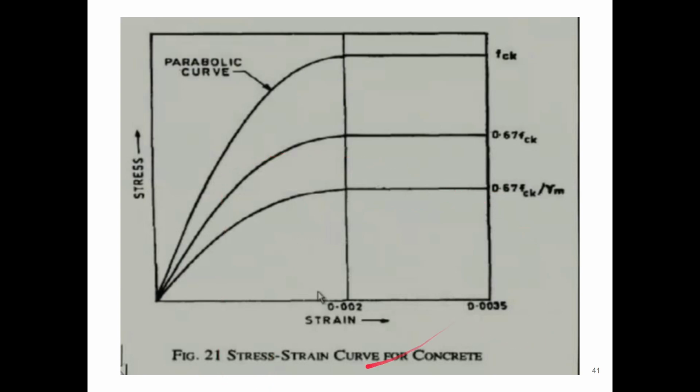If you see here, what we see is the stress strain curve up to a strain of 0.002 behaves parabolically. But after that, from 0.002 up to 0.0035, which is the maximum strain at the topmost fiber due to compression, it is found to be constant. So this is parabolic, and after that it is constant. That means stress is not increasing anymore. So this is the stress strain curve for concrete.